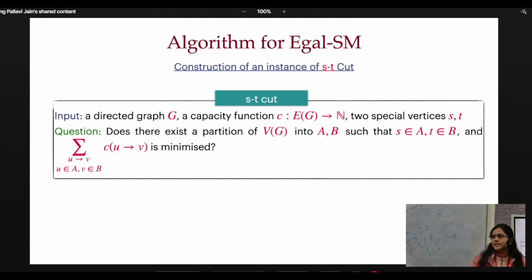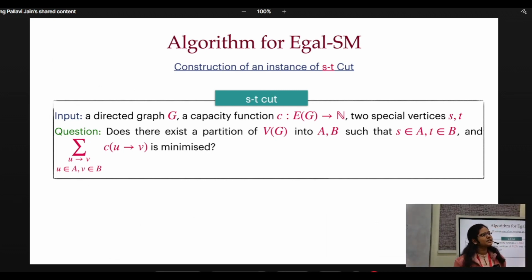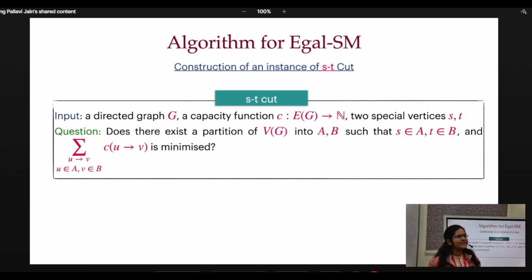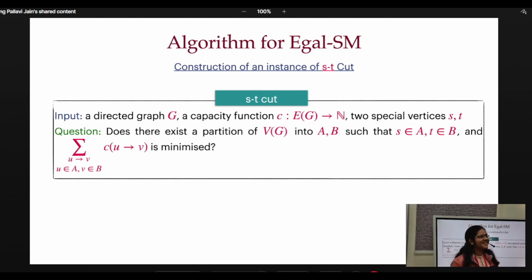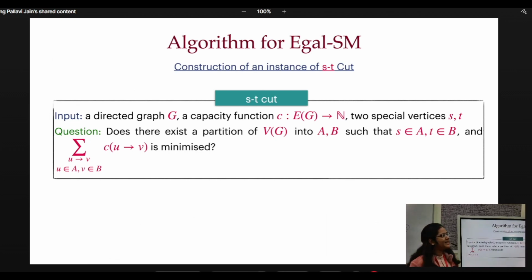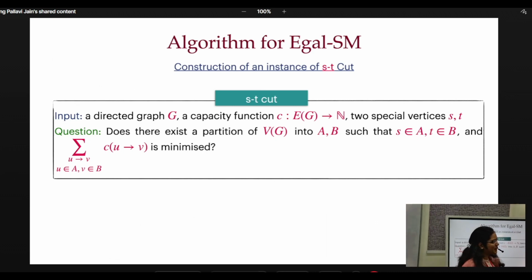How many of you have seen this problem? How many of you have done the DAA course, Design and Analysis of Algorithms? Exactly. Okay, fine, just believe me that this is solvable in polynomial time.